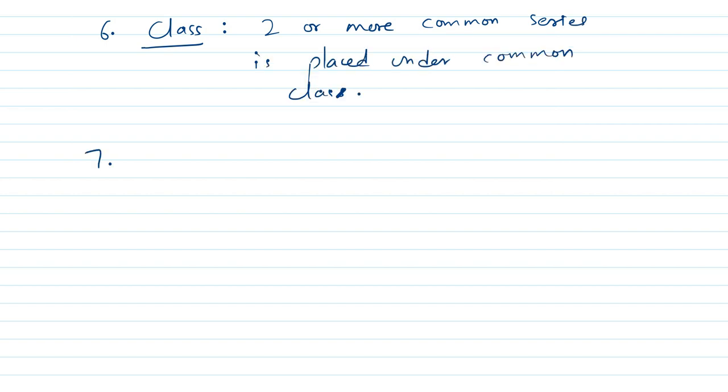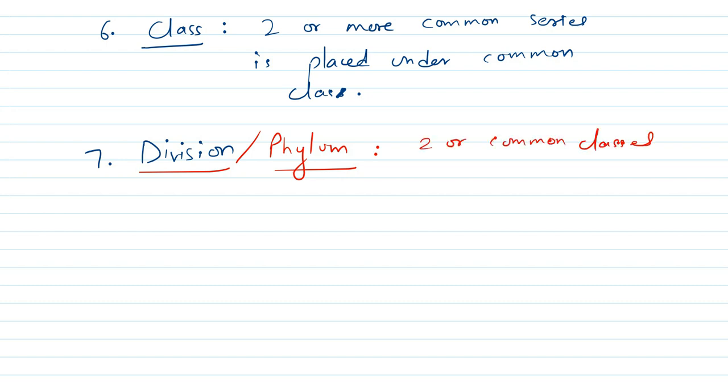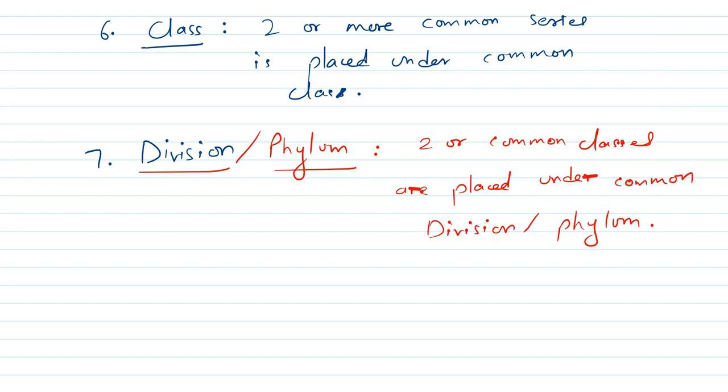Then comes division. So dear students, you have to remember that in case of animals, we use the word phylum, whereas for plants, we use the word division. So division will be again two or more common classes are placed under common division or phylum. And last is, dear students, kingdom.